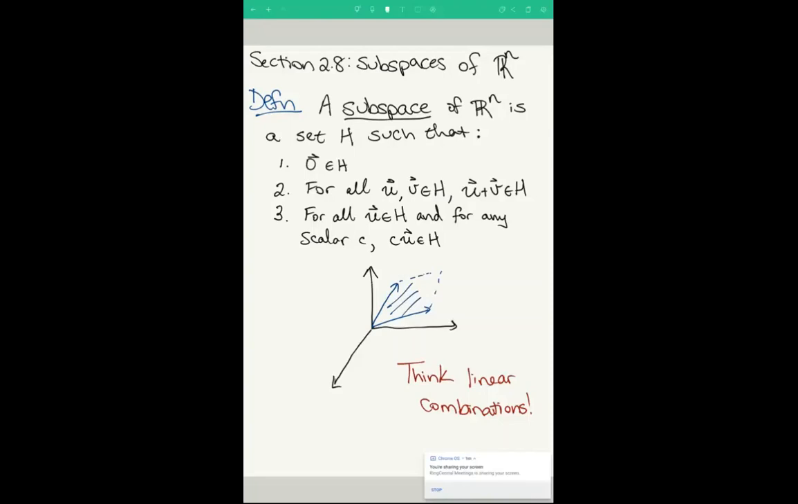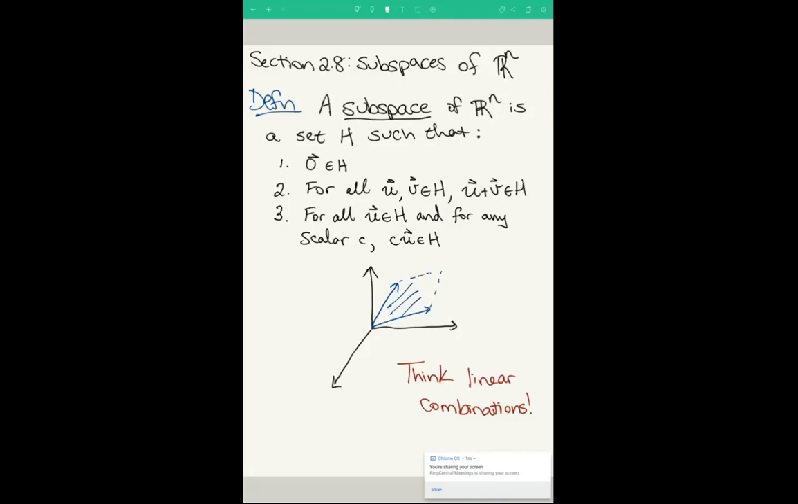A good way to visualize this is a plane. So for instance, if we have this plane in three-dimensional space, and you can imagine this plane goes on forever, this is a subspace of three-dimensional space. You can see that the plane goes through the origin, so 0 is in it. If I take any two vectors in it and I add them together, because this plane goes on forever, those will still be in it as well. And any scalar multiple will be in it too.